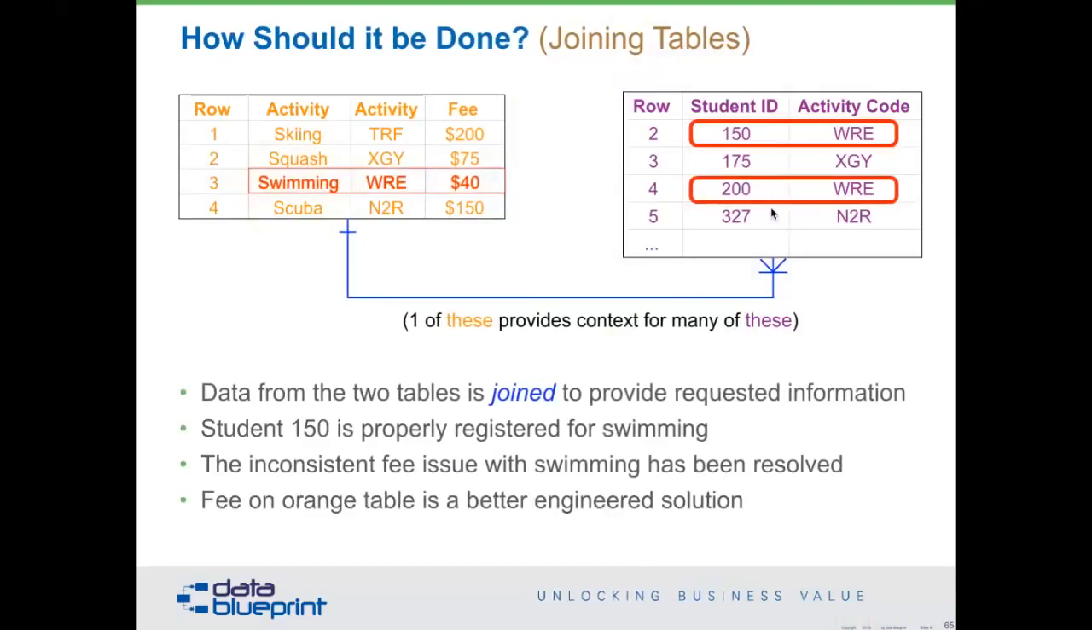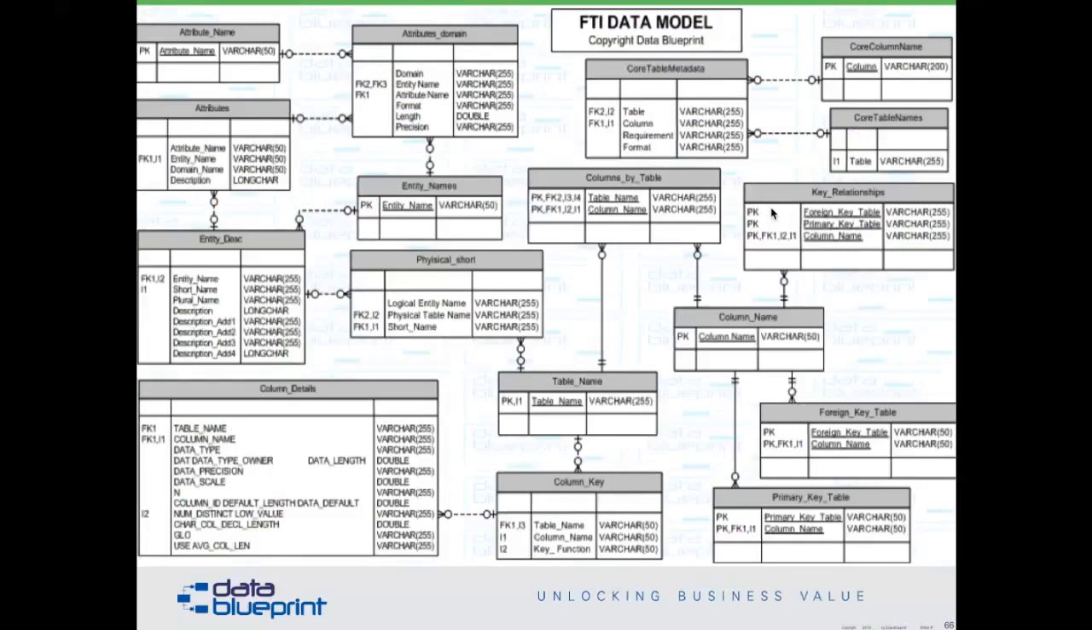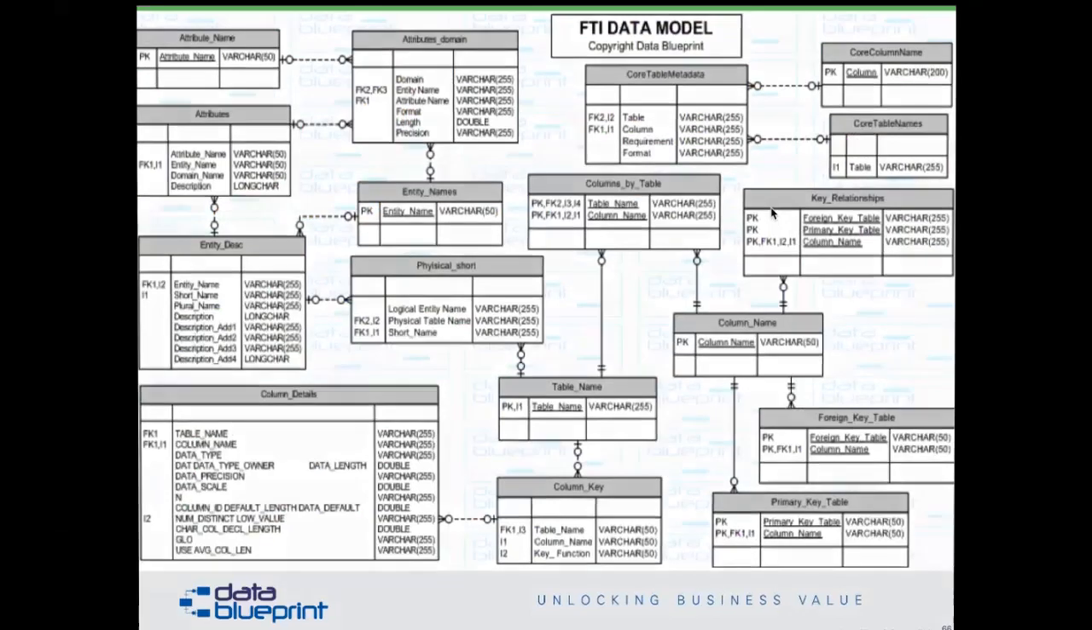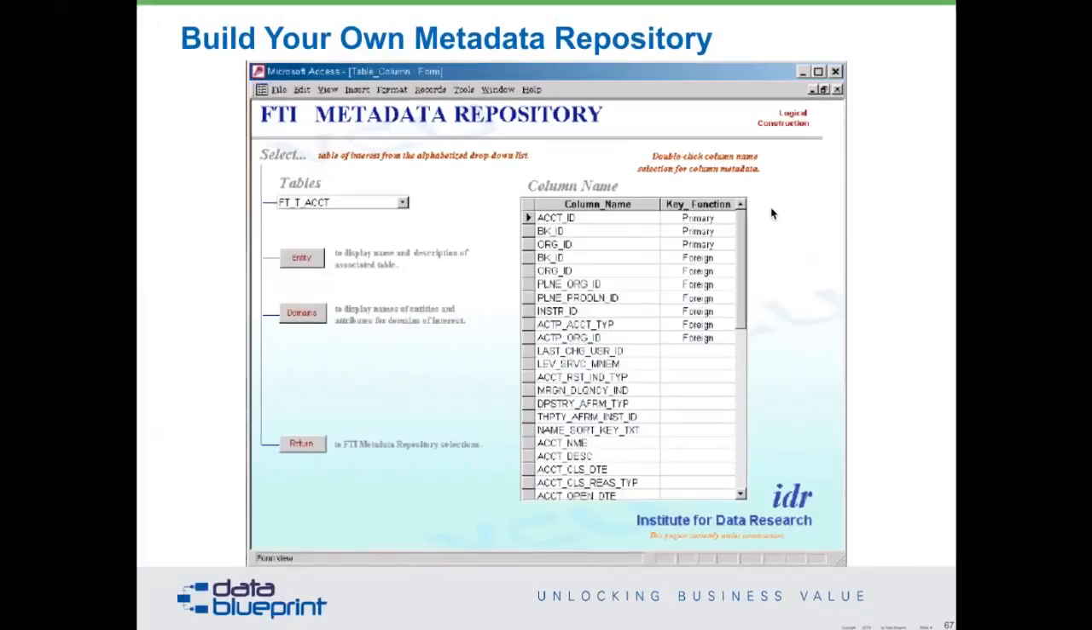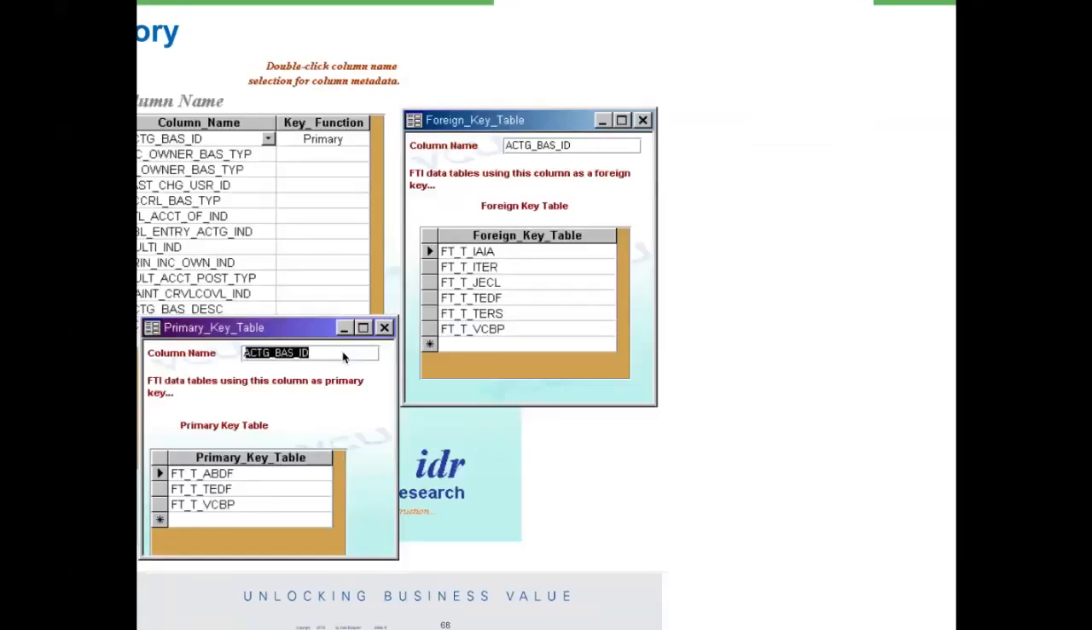Now, I say that because here is a model of what you need to store a data model in your organization. Why would you want to do that? Well, here is a system that we built at one point in time for a customer called the FTI Metadata Repository. If I click on the tables, FT_T_ACCT, I can find that entity. It describes the entity. I could click on this and look at these pieces. If I click on the other buttons on the screen, you'll see that they show some different things.